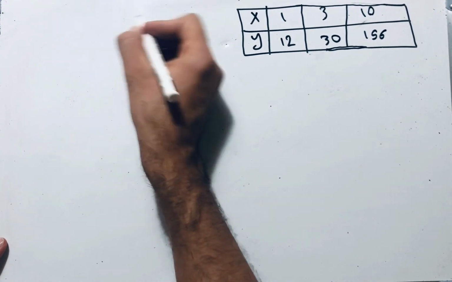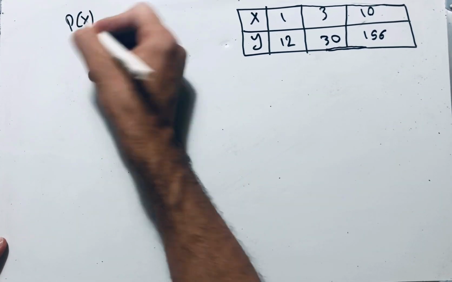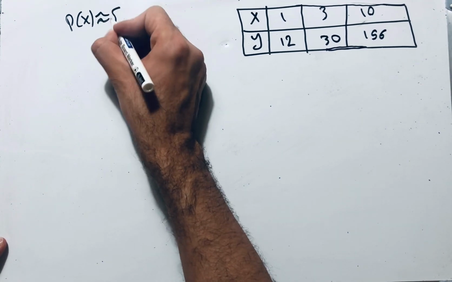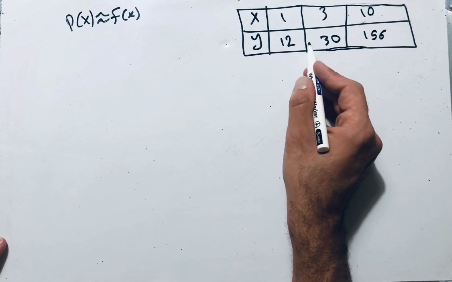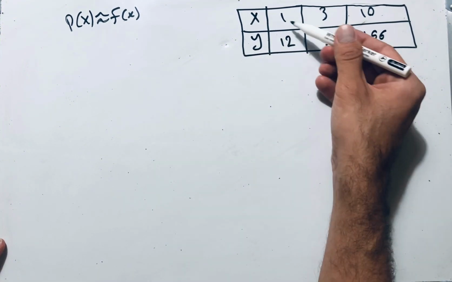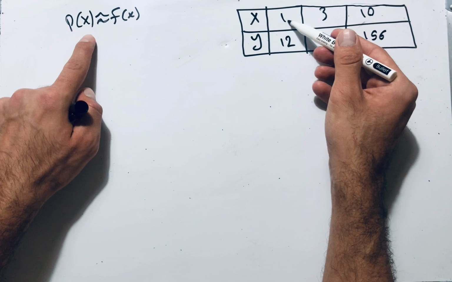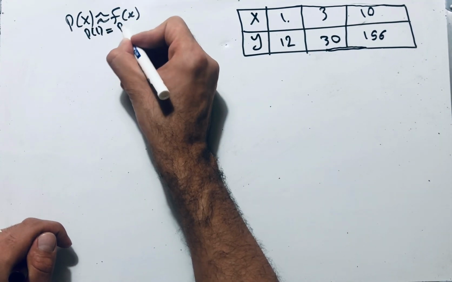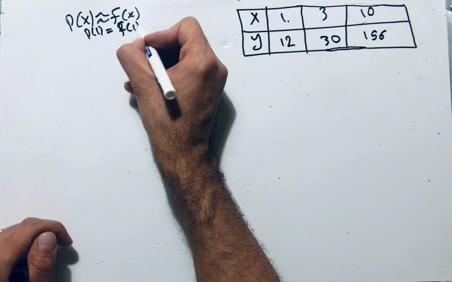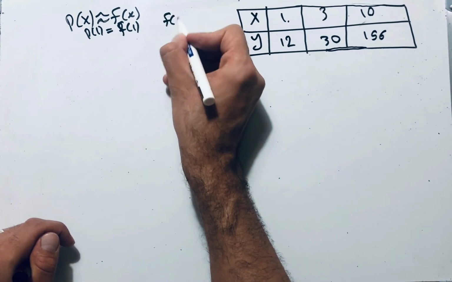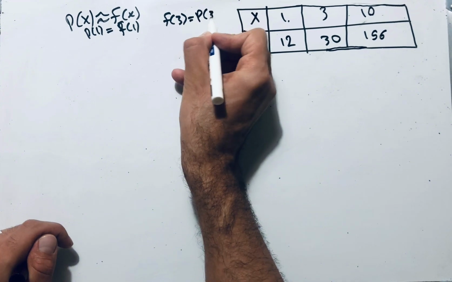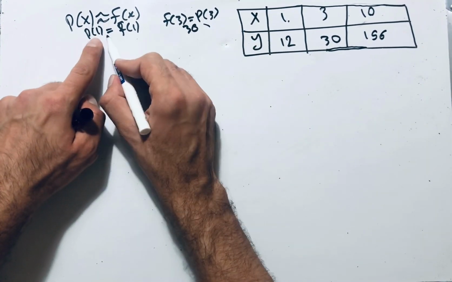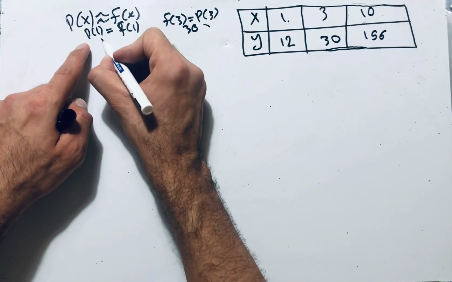Now we need to find a polynomial p of x which is equal to the values of f of x at these values. Like f of 1 being equal to p of 1, for example. So p of 1 should be the same as f of 1. And the same thing, f of 3 should be equal to p of 3. And these two obviously should be equal to 30 because it's given. Also p of 1 should be equal to 12.